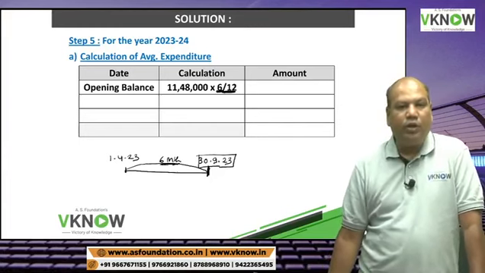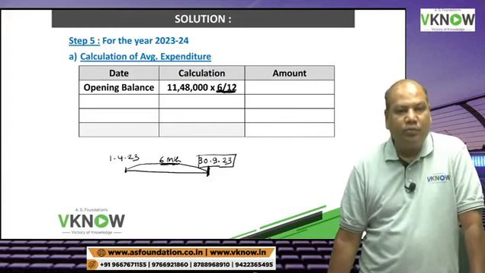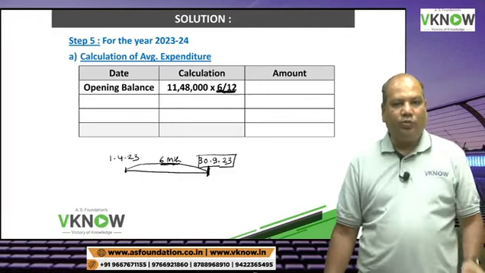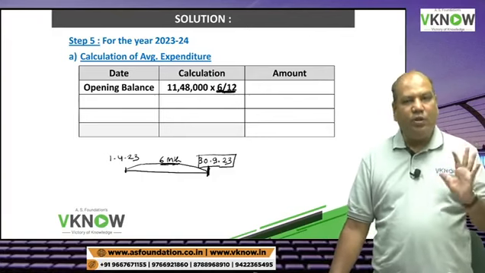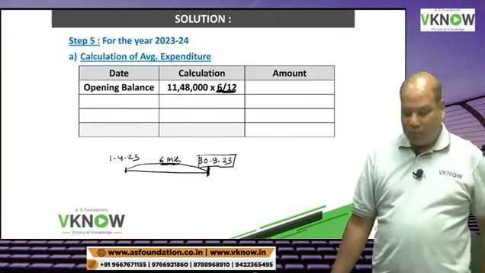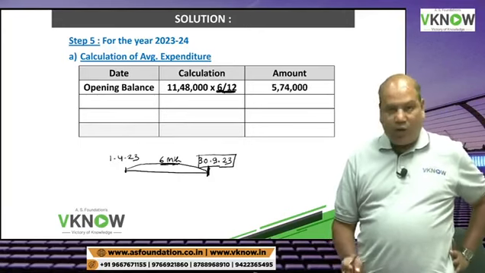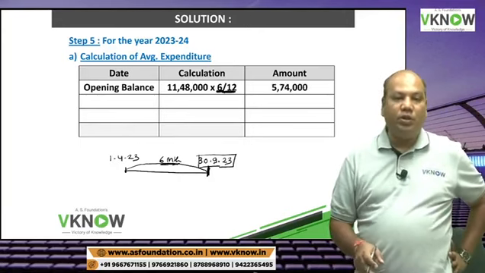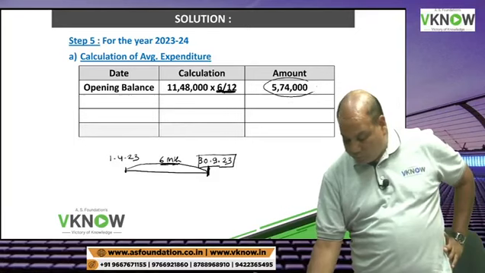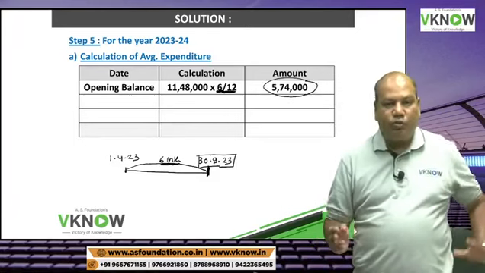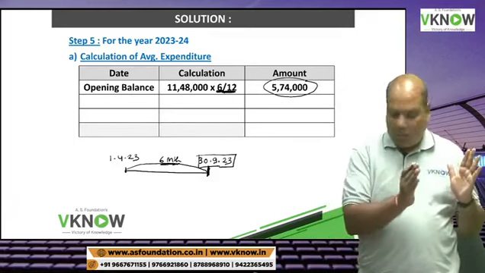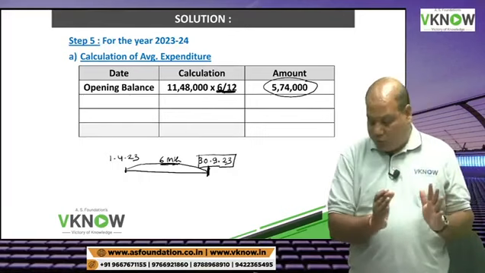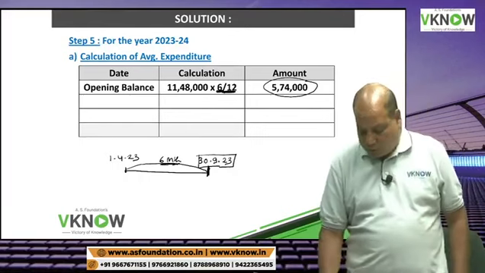Why 12? Because interest rate is per annum. Interest rate given is 9% per annum. So when you are calculating interest for 6 months, it will be 6/12. That is the simple logic. Because interest rate I am going to apply is 9% on this amount, which is 9% per annum. So for 6 months, the interest will be 11,48,000 into 6/12 into 9%.